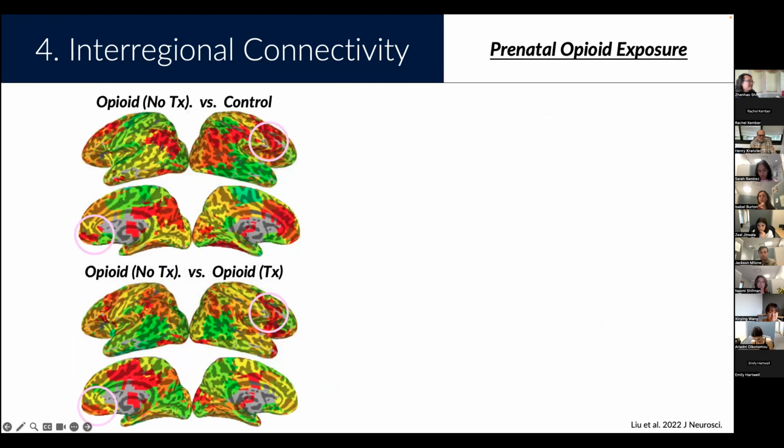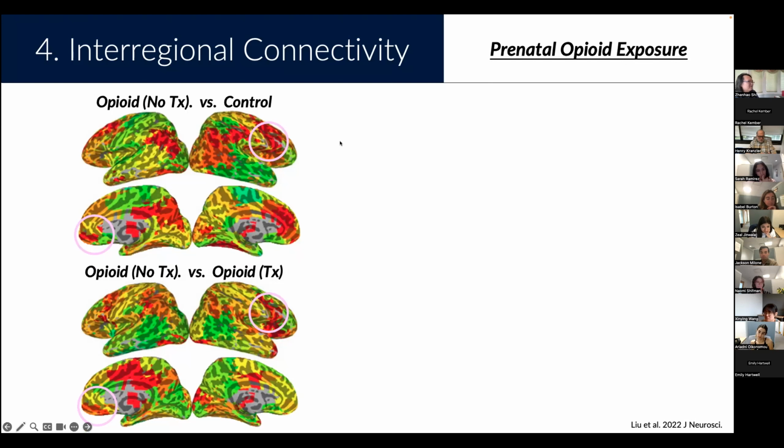And the last study I wanted to mention is a recent study that looked at the effect of prenatal opioid exposure. So they were actually scanning the newborn babies to see how their brain connectivity looks. And they grouped the babies based on their mothers. So they compared the babies of mothers who had OUD and received treatment during their pregnancy, compared to the babies of OUD mothers who did not receive treatment during their pregnancy.